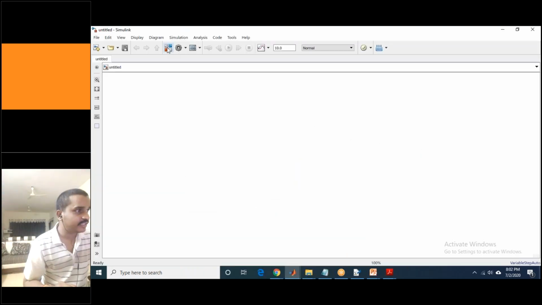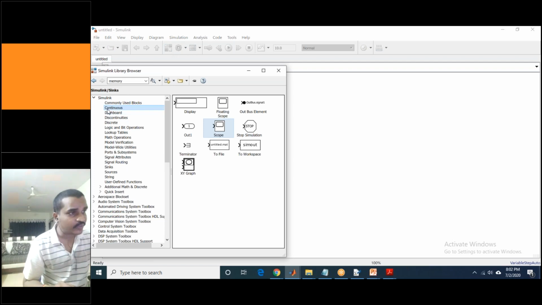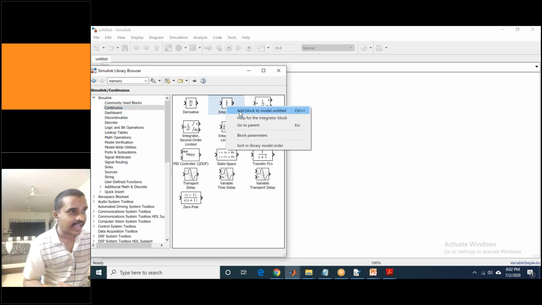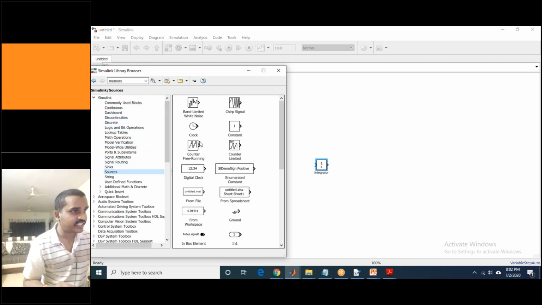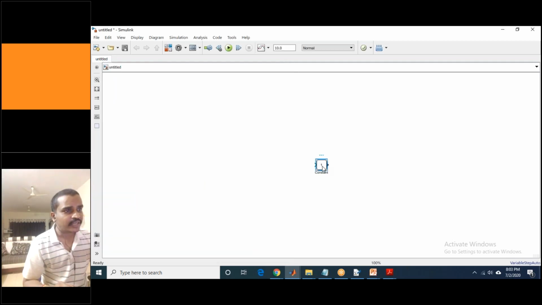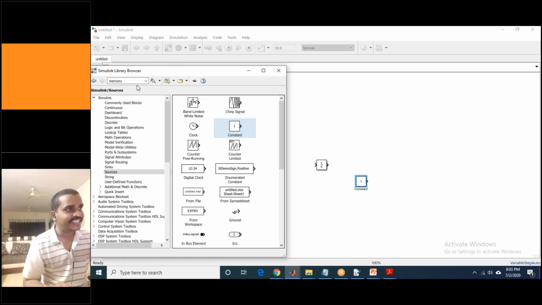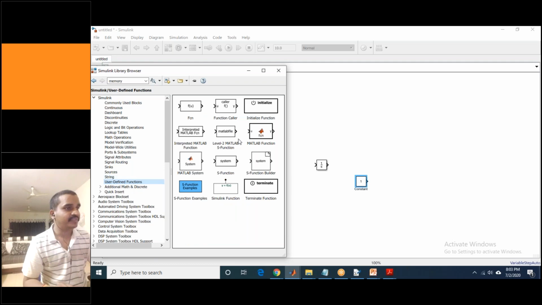So go here to Continuous, because I need two integrators. This is the integrator, add the block. I need the constants, go to Sources, it will be Constant here. If you can't find these blocks, the easy way is to type in the search box and it will show you the corresponding block. Next, I want the embedded function, which is the heart of this. Go to User-Defined Functions. In some versions it is written as Embedded Function, add it, or you can just drag and drop here as well.